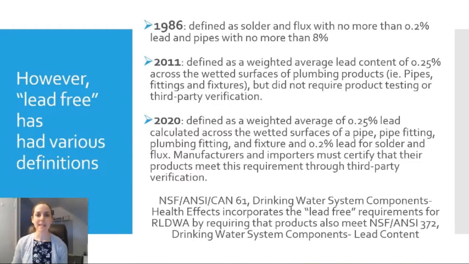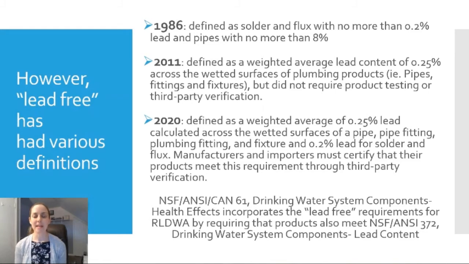So back in 1986, it was defined as solder and flux with no more than 0.2% lead and pipes with no more than 8% lead. In 2011, that definition was refined down to the weighted average lead content of 0.25% across the wetted surfaces of plumbing products, but there was no requirement that manufacturers or suppliers certify that their products met that standard. And in 2020, the definition remained the same, but a requirement was added that manufacturers and importers had to certify that their products met this new requirement through third-party verification. And this third-party verification is shown through NSF/ANSI 372, which tests for total lead content in plumbing components.